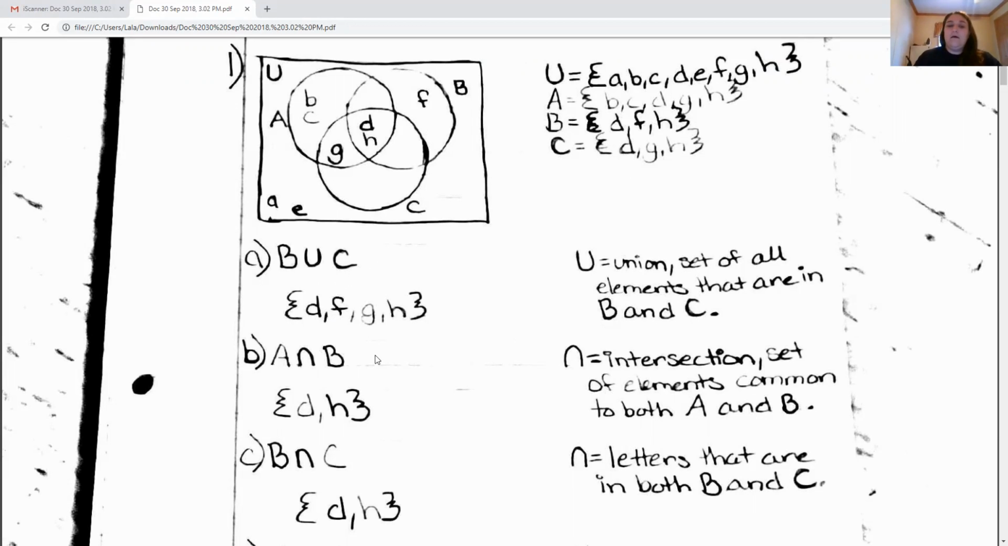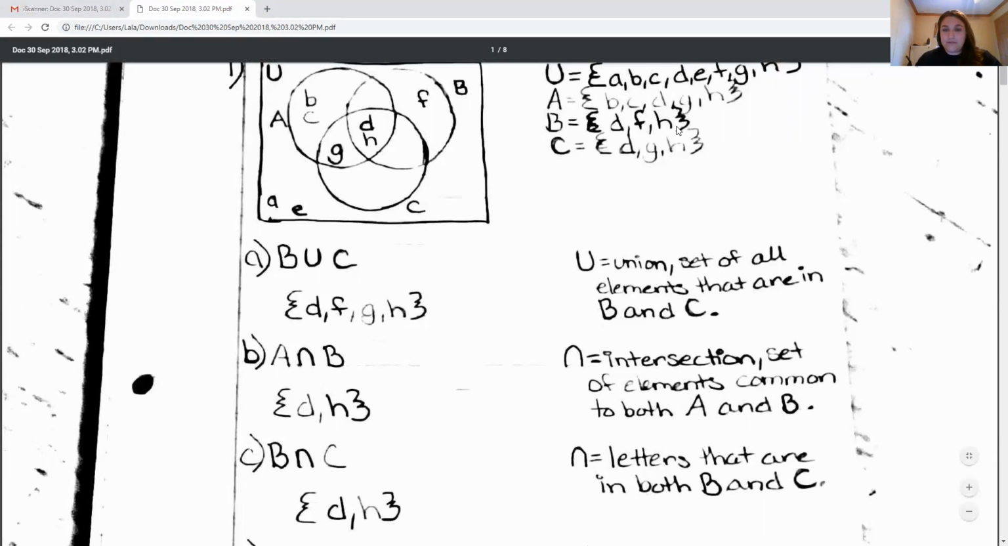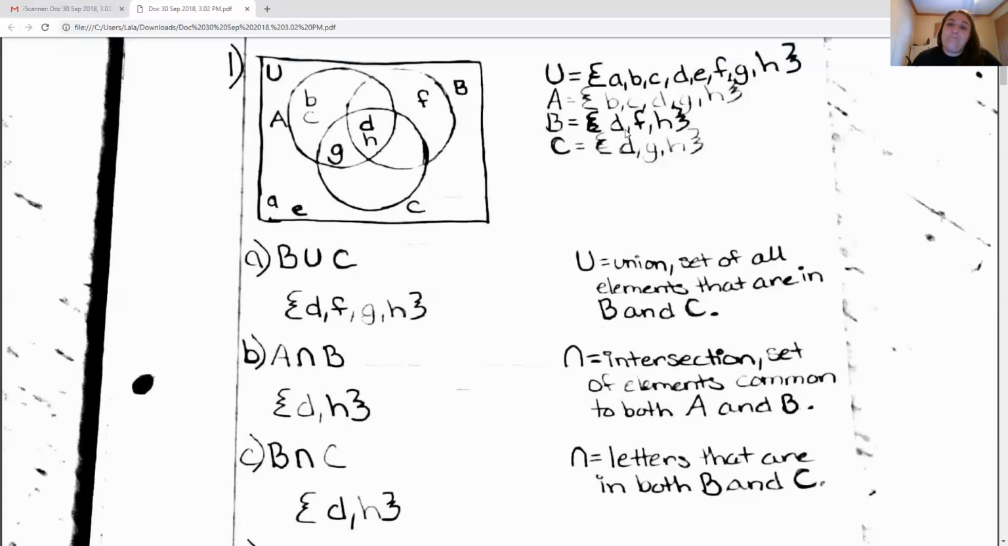Now we'll go to B. So we have A intersect B. What intersection means is the set of elements common to both A and B. So the letters that are in A and also in B. Now with B, we only have 3 letters. So we look up here in our set A. There's a D. We don't have B and C in set B. So we have a D. There's no F in A, and no G in B. So our other letter is H. So we have D and H in both set A and set B.